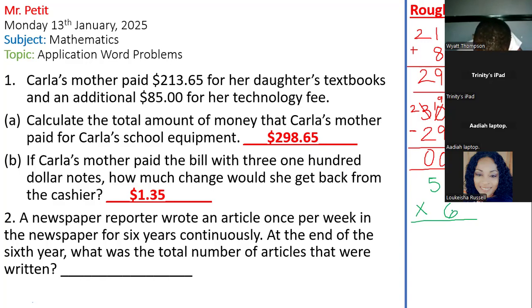So we have 6 times 2. What is 6 times 2? 12. Put the 2 down and the 1 above. Then 6 times 5 is 30, plus 1 is 31. Very good. So the answer is 312 articles. Very good.